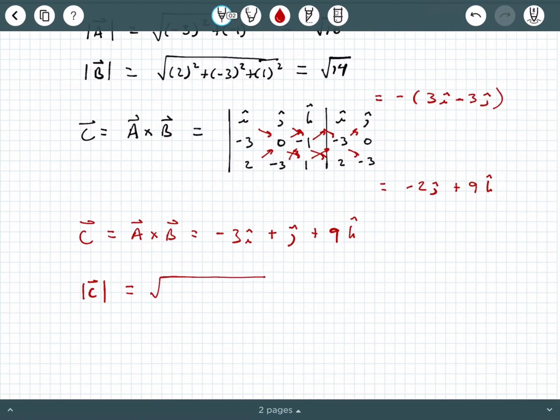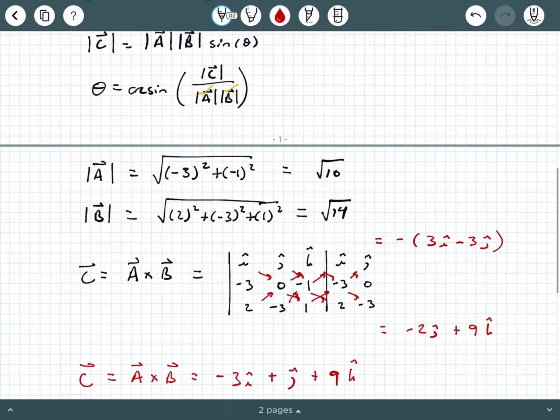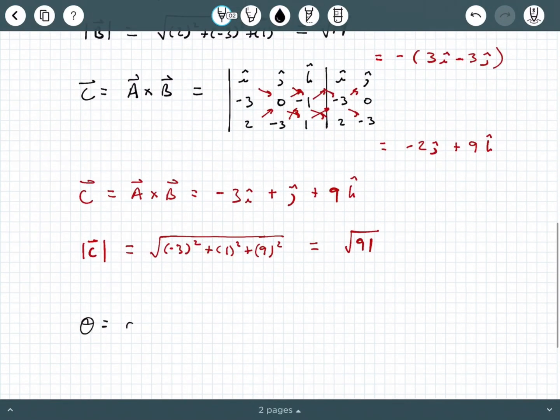So we're going to get the magnitude of Cartesian vector C. Of course, that's -3 squared plus 1 squared plus 9 squared. So what do we get? 81 plus 1 is 82, plus 9 is 91. So square root of 91 right there. And so now we have Cartesian vector C here. So we're ready to go.